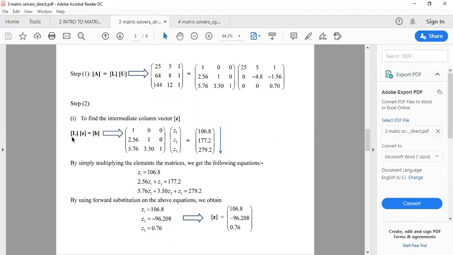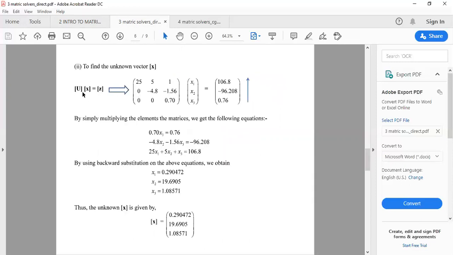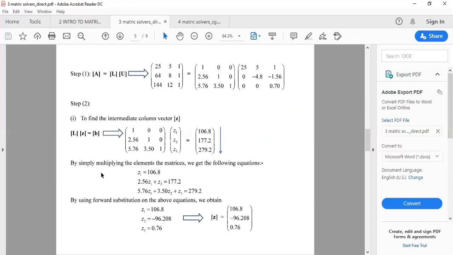Initially, AX is equal to B is written as LU X is equal to B, and UX is assumed as Z, and LZ is equal to B is calculated here. Now you get the Z vector here, and now the Z vector is nothing but UX is equal to Z. Now again do the reverse sweeping, and you directly get the X value. So this is LU decomposition.